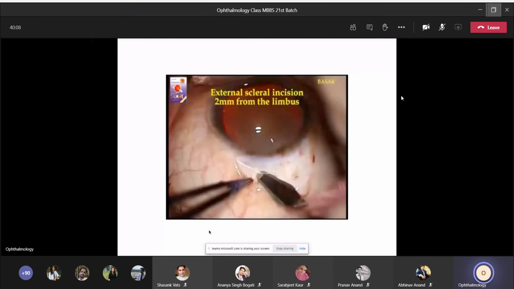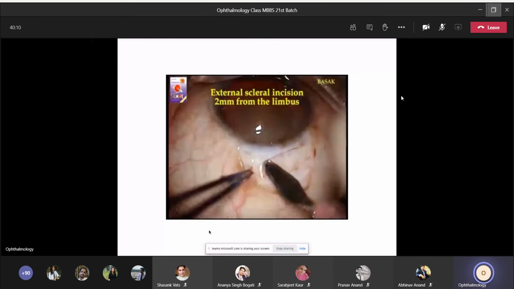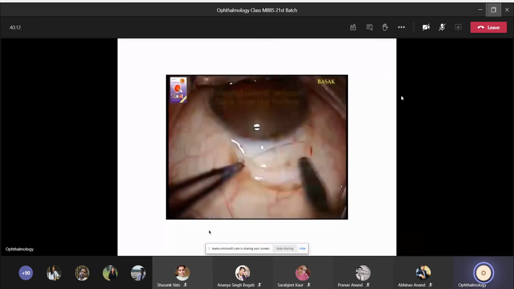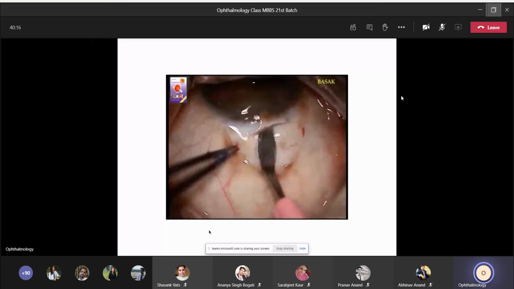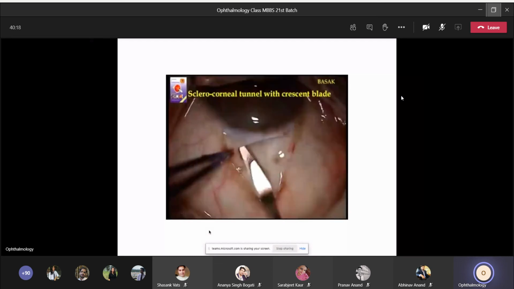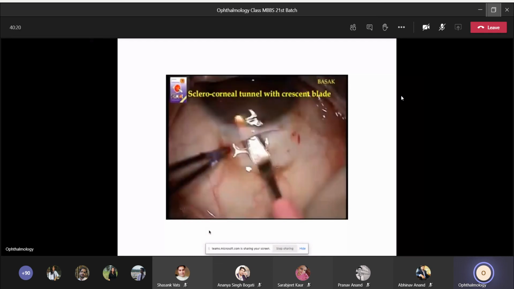Now you give the incision. This is a partial incision. The prong is 2 mm behind the limbus. Now create a tunnel. Extend the tunnel to 6 to 6.5 mm.